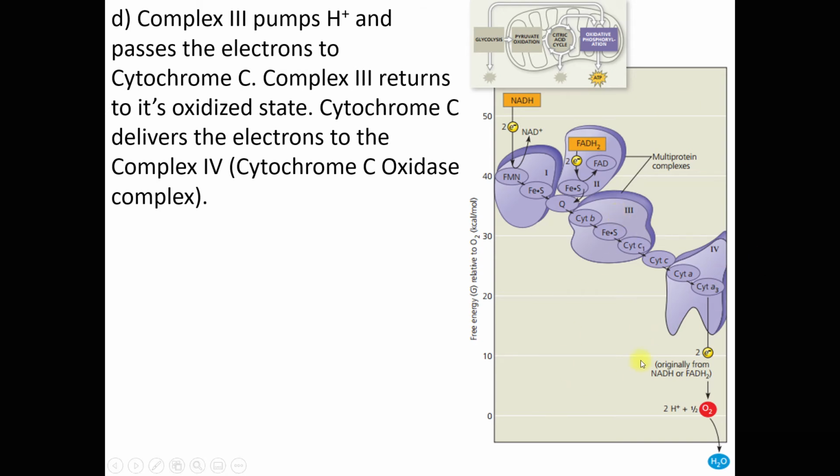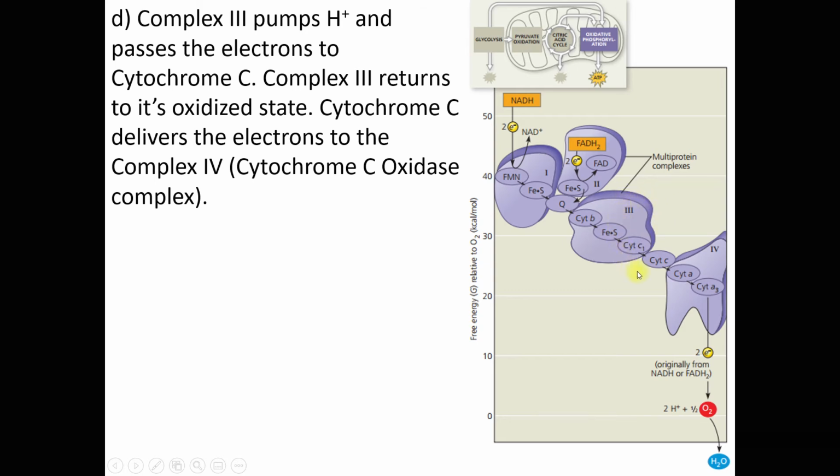Okay, you can see the cytochrome C here. And then complex 3 returns to its oxidized state. So meaning to say, when complex 3 receives electrons from ubiquinone, complex 3 is reduced. And then when complex 3 passes electrons to the cytochrome C, complex 3 is oxidized.